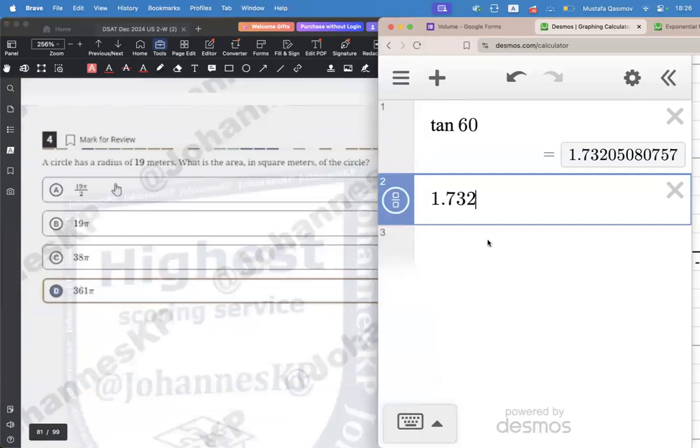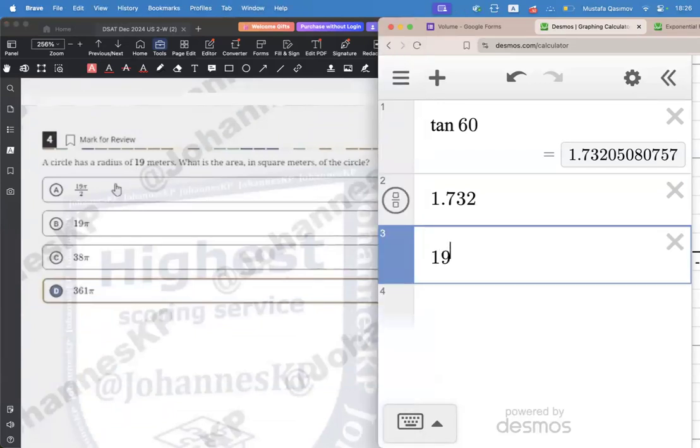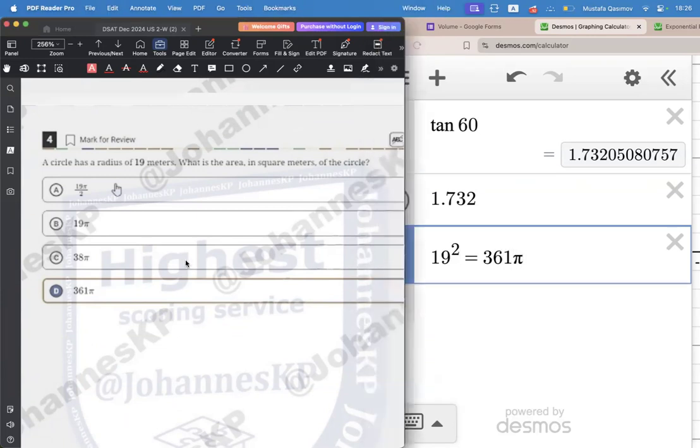The circle has a radius of 19 meters, so the area is πr². 19 squared is 361. So the answer is 361π, D.